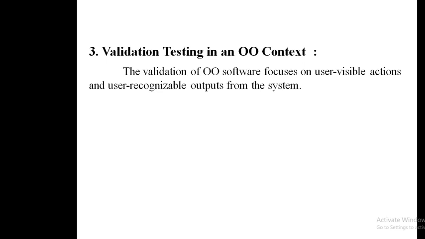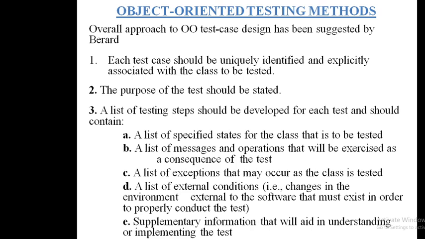Then the second concept is object oriented testing methods. In the object oriented testing methods, before entering into the concept, we need to discuss some points. The overall approach of object oriented test case design has been suggested by Berard. He suggested the overall approach of test case design in object oriented testing methods. Before entering into those methods, we should follow some steps when designing the test cases for object oriented testing. So what are those?